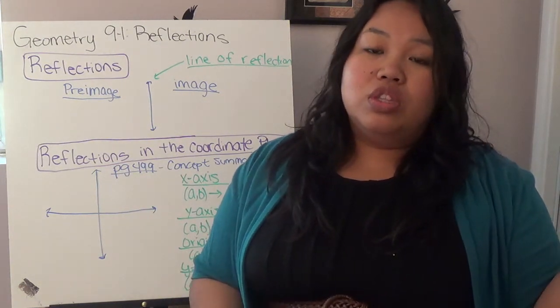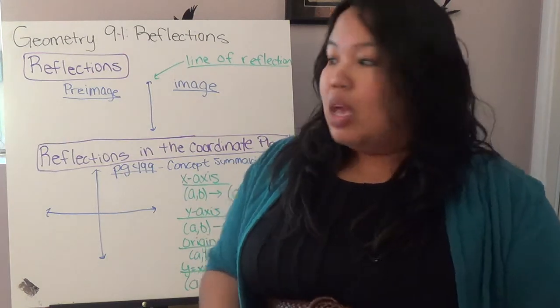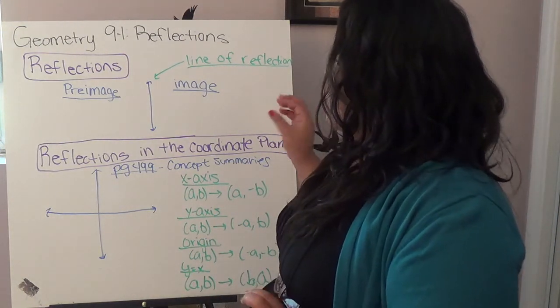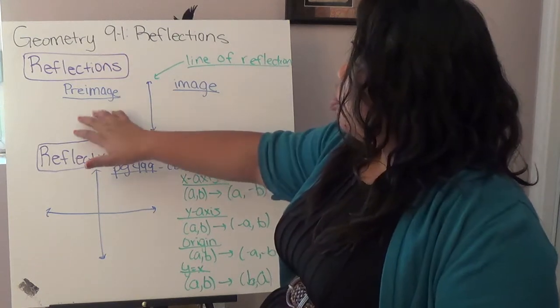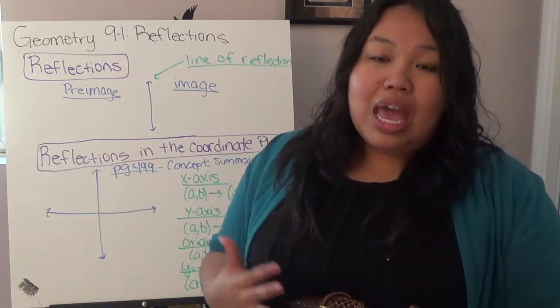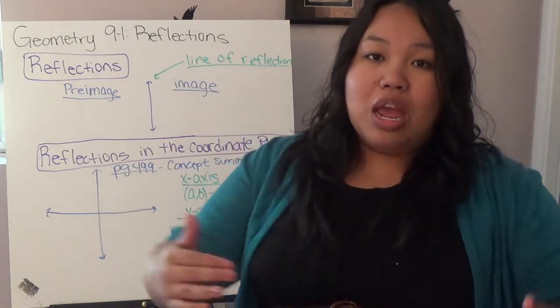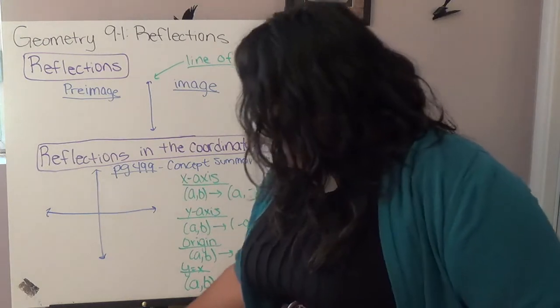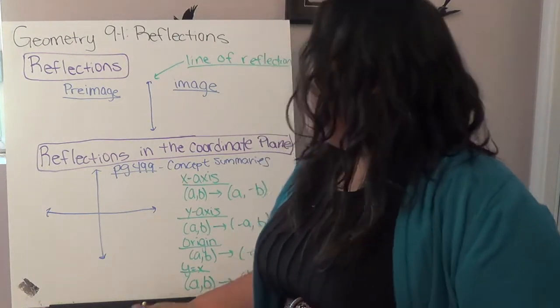Then there are other transformations. And basically what we're going to be doing is taking the pre-image, so that's the original. So I would be the pre-image, and then I'd have my mirror, and my reflection would be the image. Okay? So just terminology that you need to know.